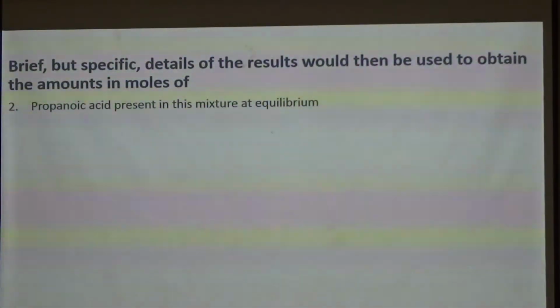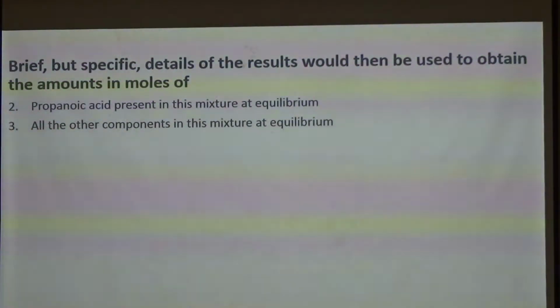Then the next bit comes together, I feel. For part 2 and 3, what is the amount of propanoic acid present in the mixture at equilibrium? And what are all the other components' amounts at equilibrium? Okay. To me, I find that 2 is the most tricky part. Okay? Because what do you do to determine the amount of acids in the reaction mixture? The only way for you to do that is to do an acid-base titration.